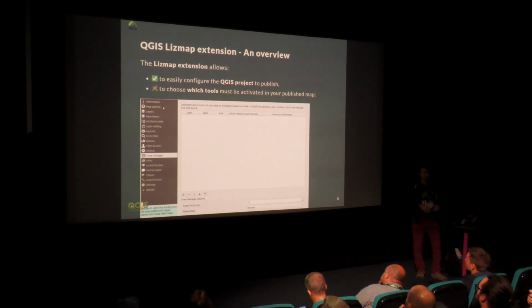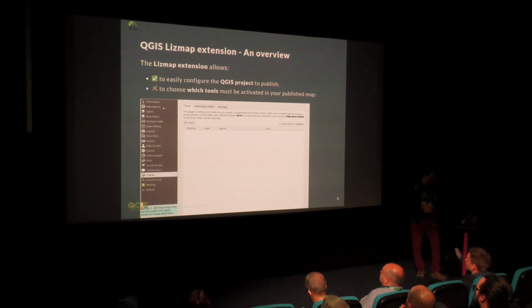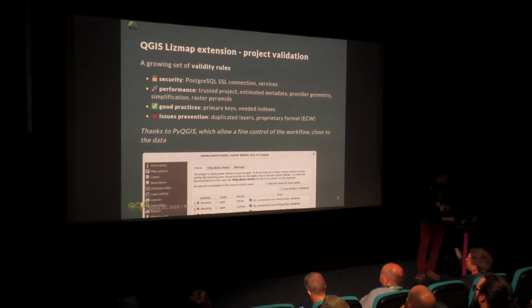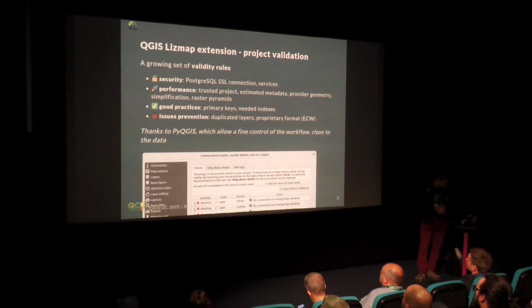It allows you to configure your QGIS project and to choose which tools are available or not. As we are relying on the QGIS API, we can add a table showing you some rules that we have noticed with our customers or with feedbacks about things which can be improved when you publish your project on the web. We don't try to put blockers on your project.